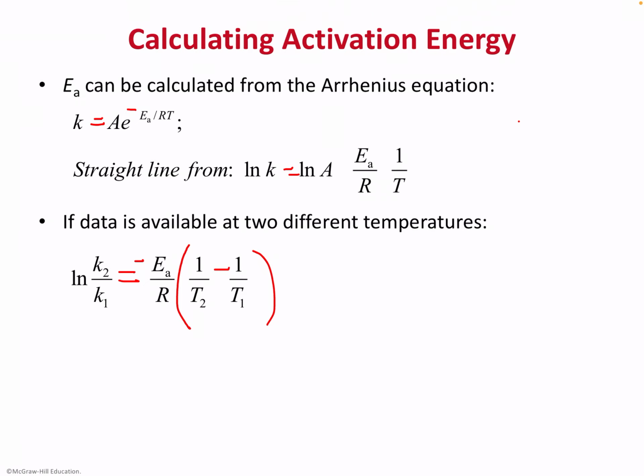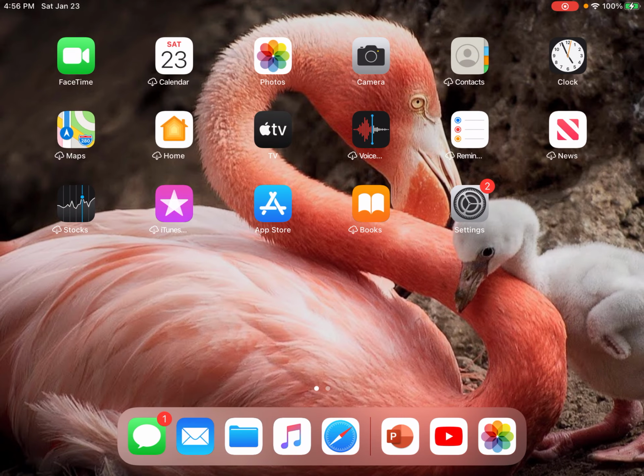Activation energy can be calculated using the Arrhenius equation. And also, if you have two different temperatures and data available for two rate constants, we can use this equation. We have two rate constants, we have two temperatures. R is the gas constant, so we can use this equation to find the activation energy. So let's go ahead and do that.